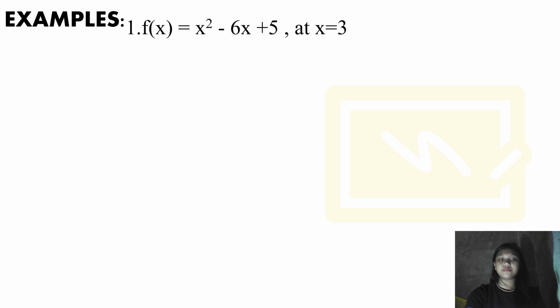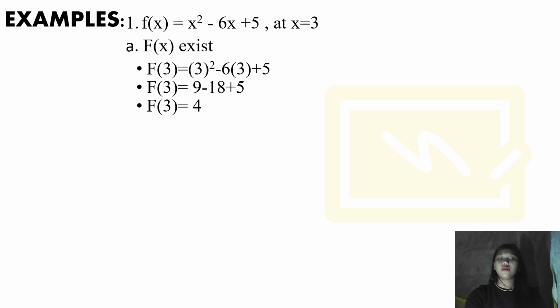Example number 1. f of x is equal to x squared minus 6x plus 5, where x is equal to 3. The first step we do is to identify f of x. Now, we substitute 3 for x: 3 squared minus 6 times 3 plus 5. And here, we get the answer: f of 3 is equal to 4.